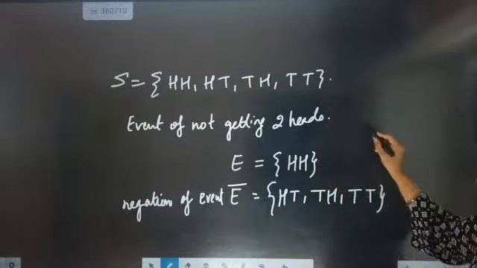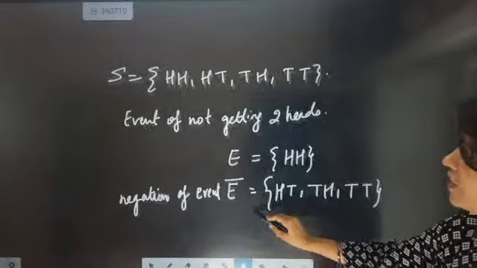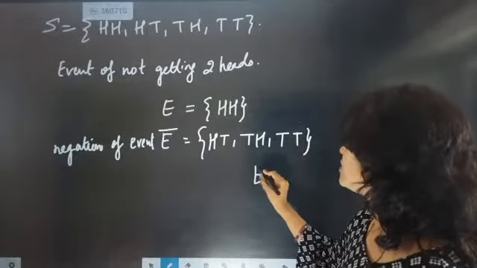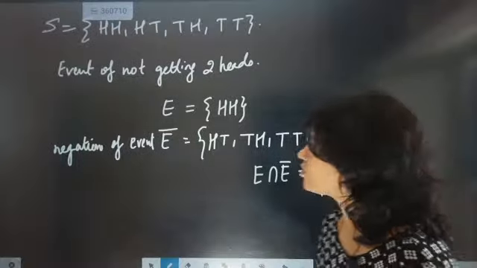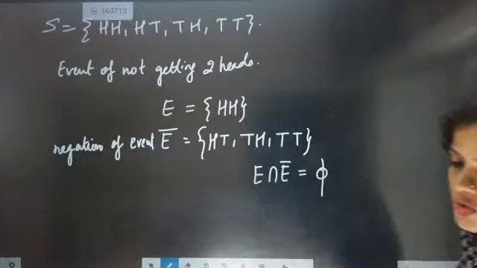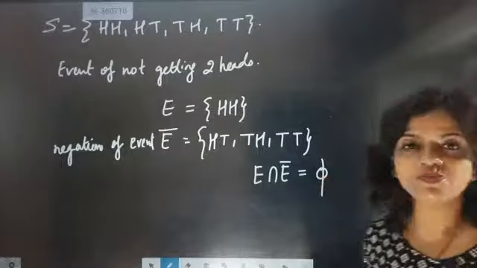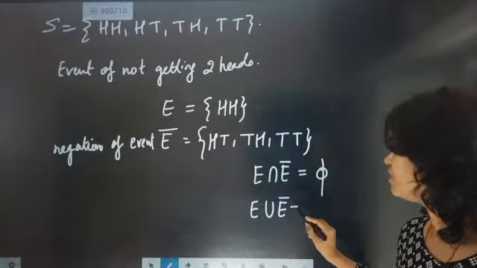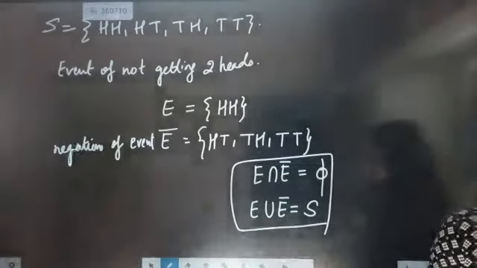One very important point to be noted: event intersection negation of event will always be phi. Because whatever is present in the event will never be present in the negation of the event. So their intersection will always be phi, and their union will make the sample space. Note down this one. This is a very important point.